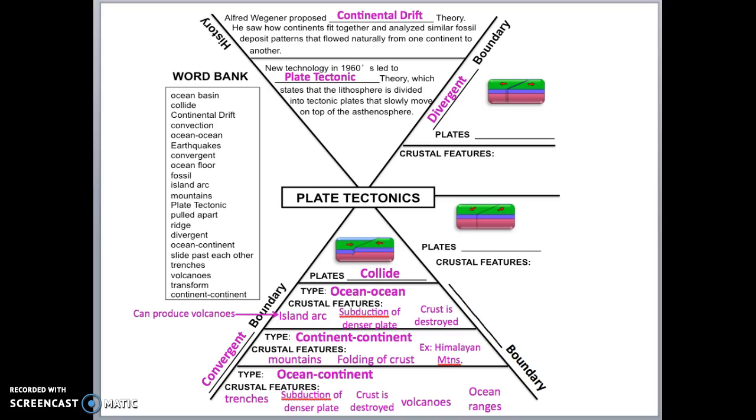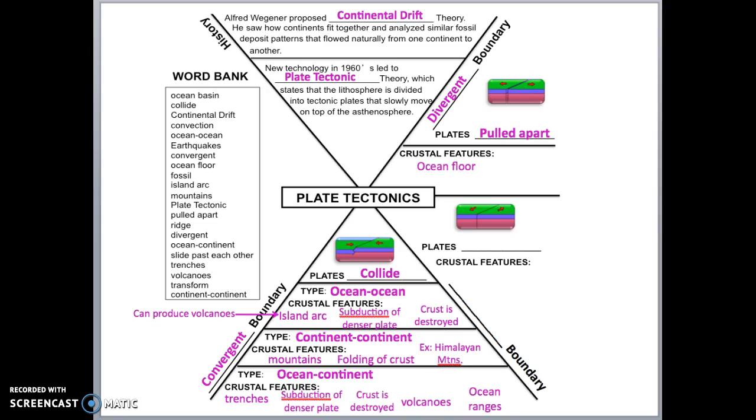The next type of plate boundary is divergent. So a divergent boundary is one where plates are being pulled apart. Notice these arrows right here are pointing away from each other. So the crustal features that are created at divergent boundaries, where divergent divide, we have the ocean floor created. So what happens is as these plates move apart, the crust is separated and magma can rise up to the surface. And as it rises and cools, it forms new crust.